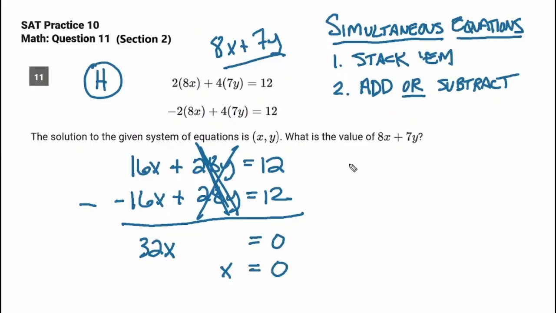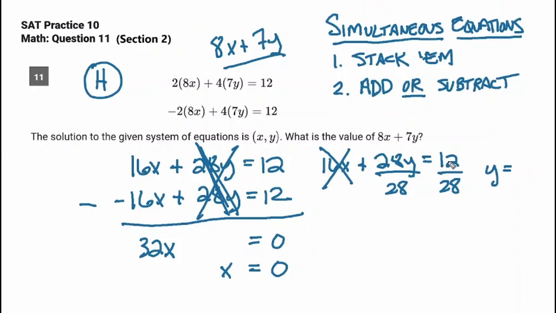What are we going to do? We're just going to plug it into one of the equations. Pretty easy. 16x plus 28y equals 12. What's x? It's 0. So 16 times 0, that's just gone. 28y equals 12. I'm going to divide both sides by 28. I can't help myself but to reduce this. 12 divided by 4 is 3. 28 divided by 4 is 7. So y is 3 over 7.